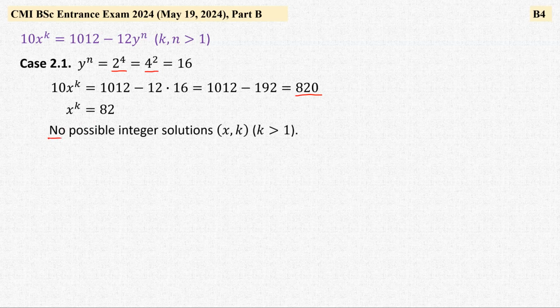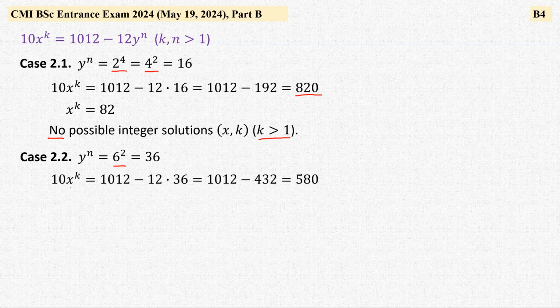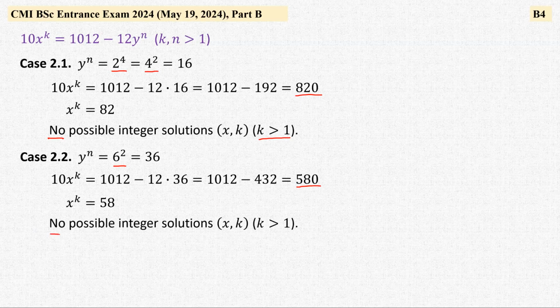However, there are no possible integer solutions with k greater than 1 such that x to the power of k is equal to 82. As for the second case where y to the power of n equals 6 squared, now we have 10 times x to the power of k equals 580, hence x to the power of k equals 58. Again, there are no possible positive integer solutions with k greater than 1 such that x to the power of k equals 58.